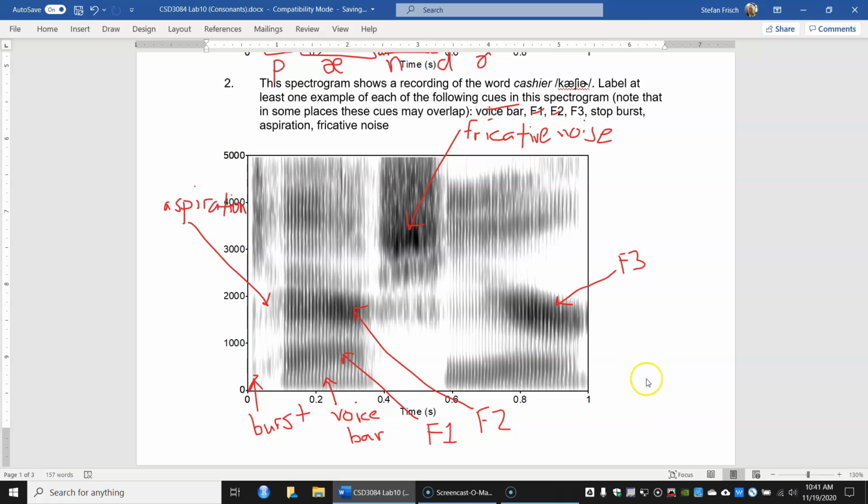And maybe since things like F3 are ongoing things, I could mark where that is as distinct from the F2, which comes across from here and continues through, or the F1 that was in there. Okay, so I took care of F3, got my stop burst, got my aspiration, and got my fricative noise. So I've marked up cues inside of this word that help identify all the individual phonemes.